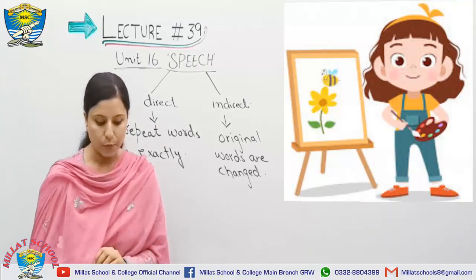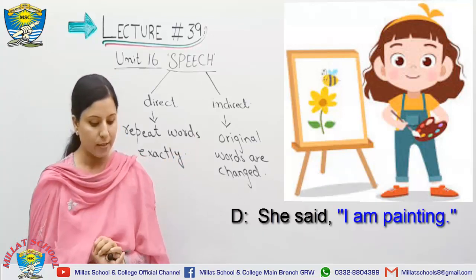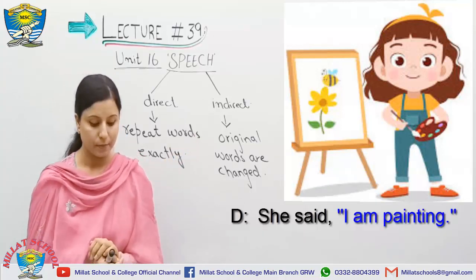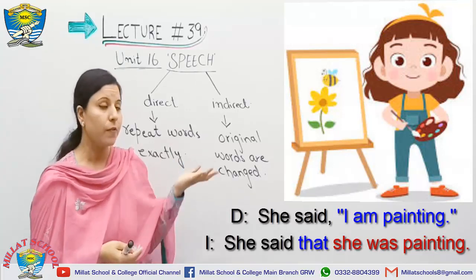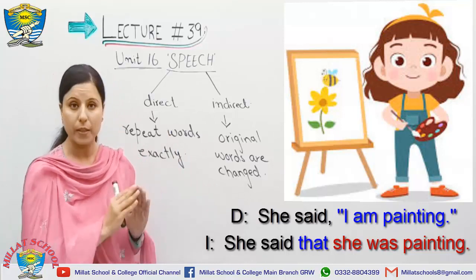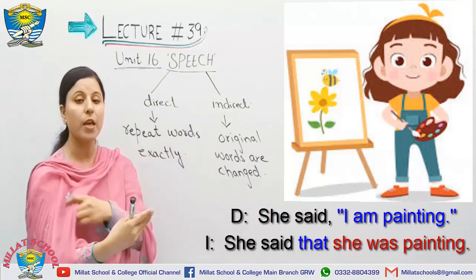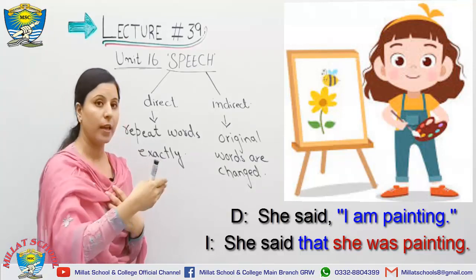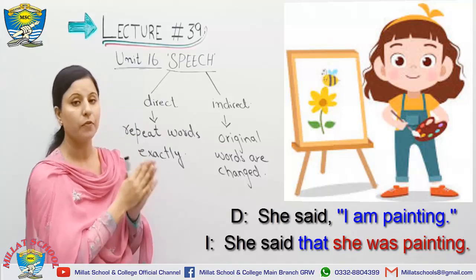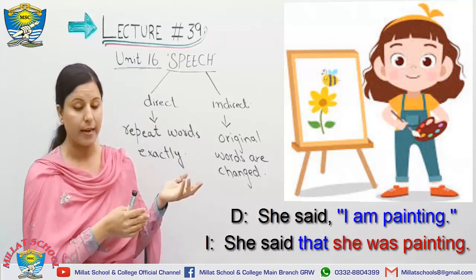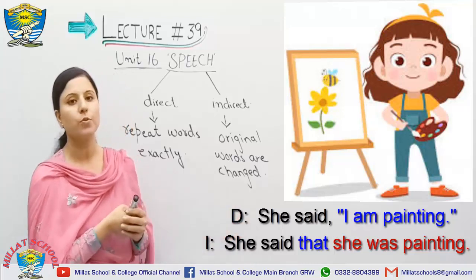What is the indirect way? For example, one more example is here for you. She said, I am painting. She said that she was painting. If I change her words, but according to her, I am supposed to be giving the same speech in my way. I am talking in the same way, but I have changed the speech of the speaker, that she said that she was painting. This is the indirect way of talking to someone.